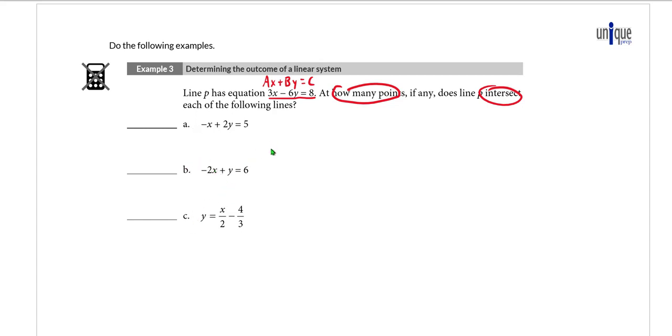If you understood the material on the previous page about the outcomes of a linear system, you should be able to do these on your own. So pause the video. If you're a little bit shaky and you want to watch me work through it, I'm going to do that right now.